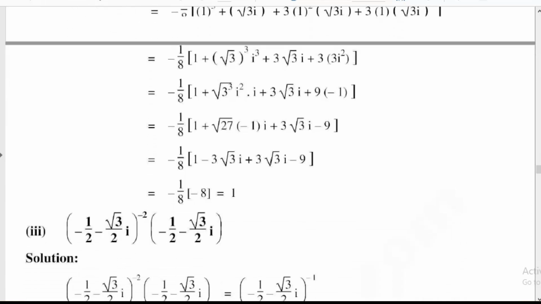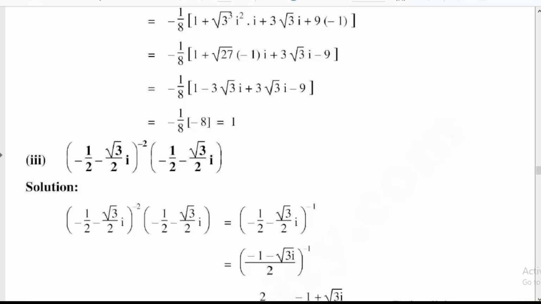Next part number 3, that is minus 1 divide 2 minus under root of 3 divided by 2 iota into minus 1 divide 2 minus under root of 3 divide 2 iota. So bases are the same and powers will be added. So minus 1 divide 2 minus under root of 3 divided by 2 iota whole power minus 2 plus 1 is equal to minus 1.